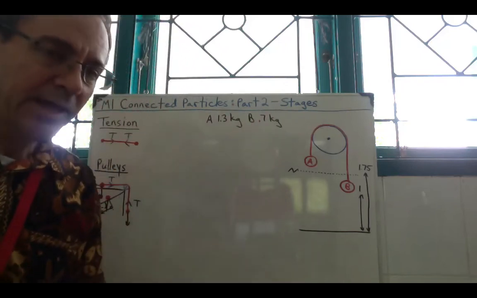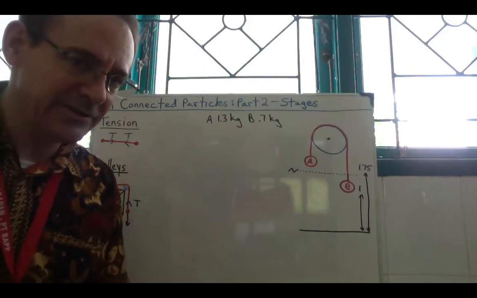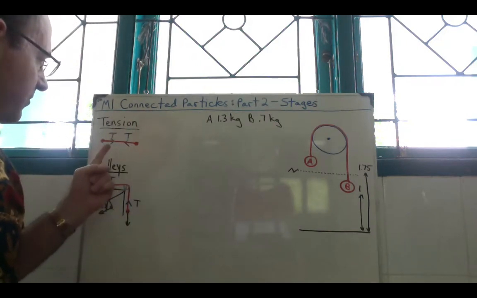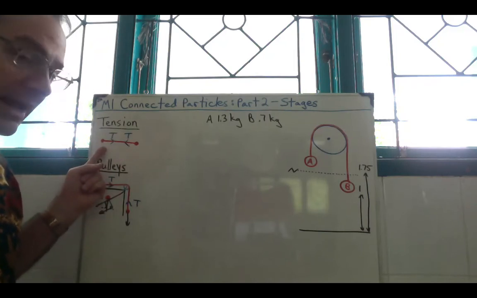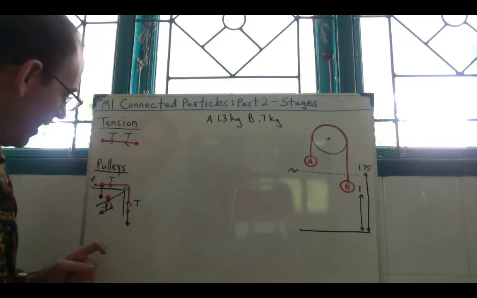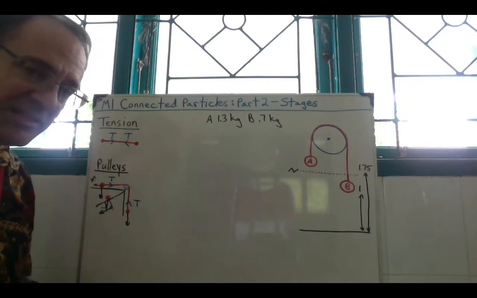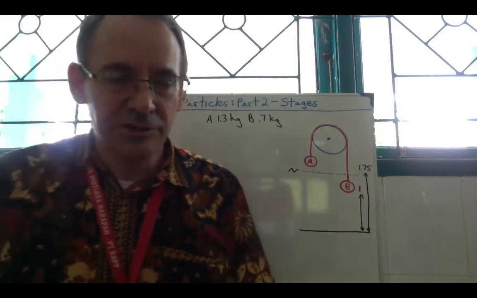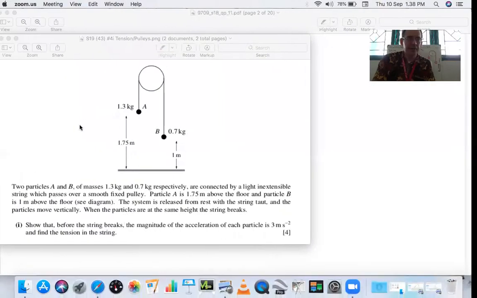Again, remember, mechanics is cumulative and we keep adding layers. The layers that we added with connected particles is our concept of tension, where we want to show the forces going inward or away from the objects, and also pulleys, which basically just changes the direction. Everything else that we've learned in the previous units still apply. So let's get right into it, and let's look at our first example here.